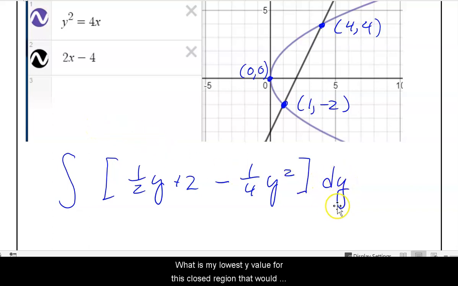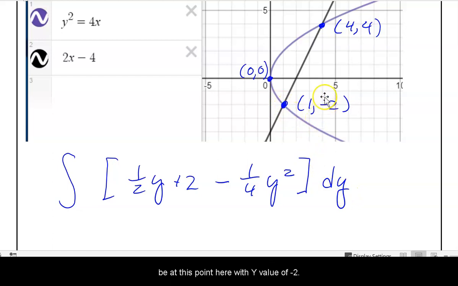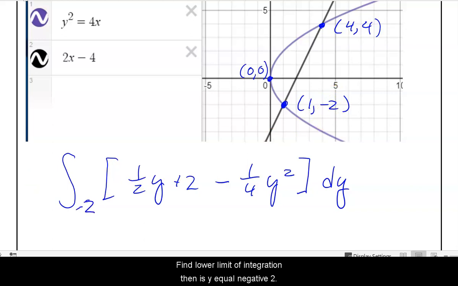What is my lowest y value for this closed region? That would be at this point here with y value of -2. My lower limit of integration then is y equal -2. What is the highest y value of this closed region? That would be at the point (4, 4), with y value 4.